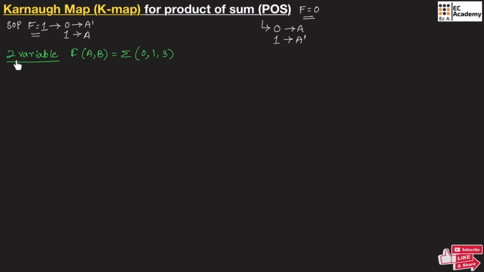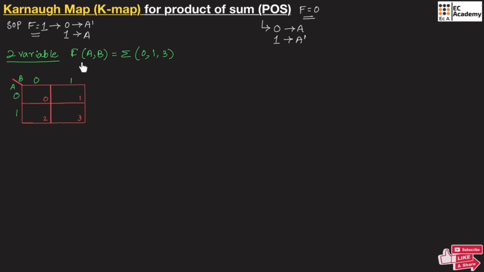Now let us take an example of a two variable Boolean equation. For this two variable Boolean equation, we need to use K-map and solve the problem. This is the K-map for two variables, where we have 4 cells, and the value of each cell depends upon the values of A and B. This we have understood in our previous lecture.